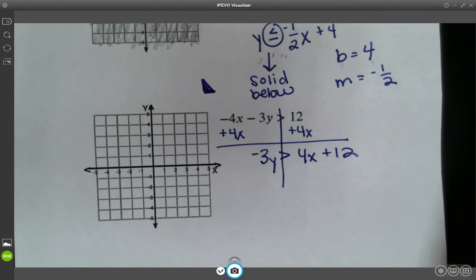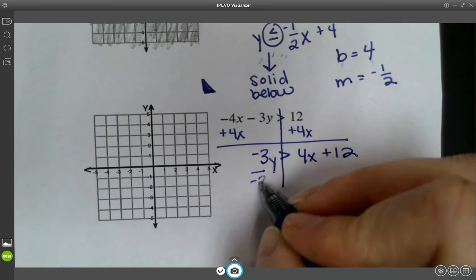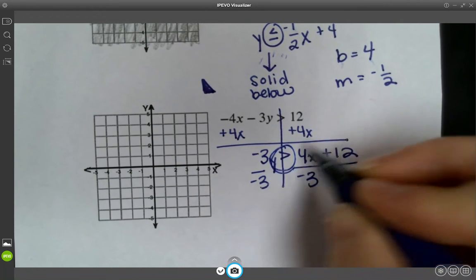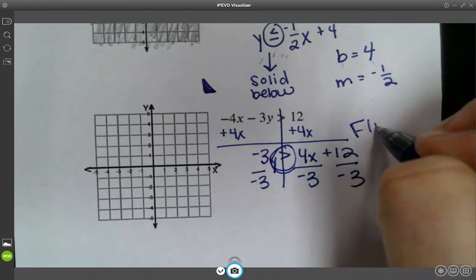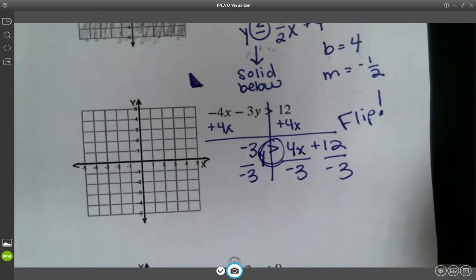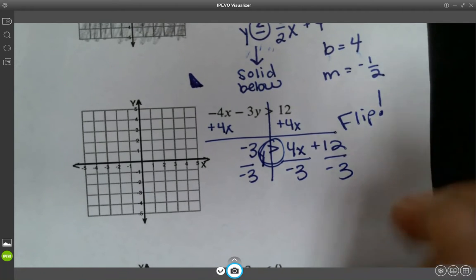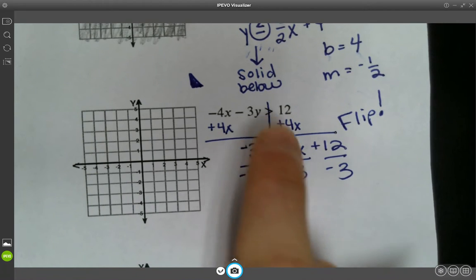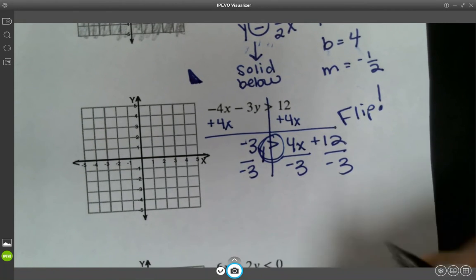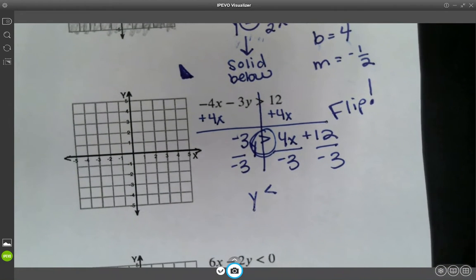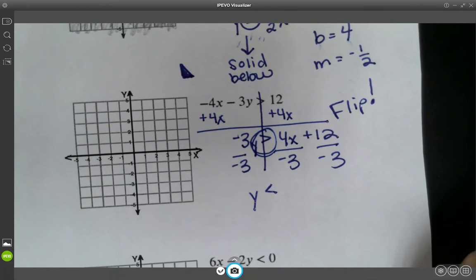We still got to get y by itself. So we're going to divide by a negative 3. Yep, you've got to flip that sign. So I'm going to circle it, and I'm going to write flip on here. That way I won't forget to flip it. So anytime your y is negative over on the left side, that means that you're probably going to flip your sign because you're going to have to divide by the number in front. So it's y is now less than, it's 4 over negative 3.